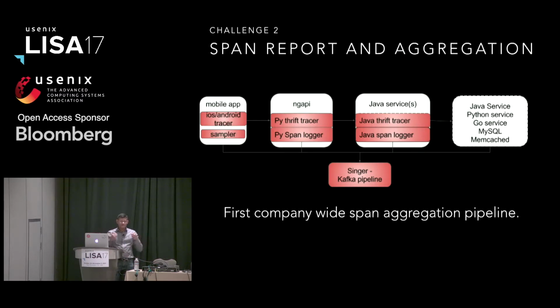Now we need to collect these spans from all these services and store them somewhere so we can look at them, right? So the next step was to build a report and aggregation pipeline. What we did is we built these specific loggers, which would take the generated spans and log them to a local file. Then we have this tool called Singer, which reads the spans from the local file and writes them to Kafka. This pattern existed when we started the project. Singer was widely used across services, but Singer was never used across our entire infrastructure.